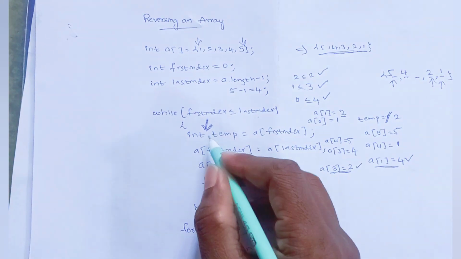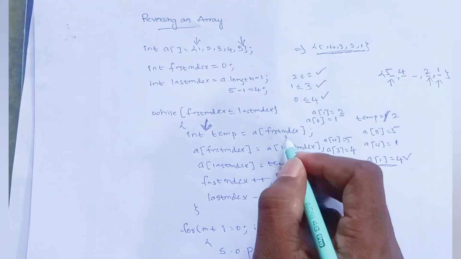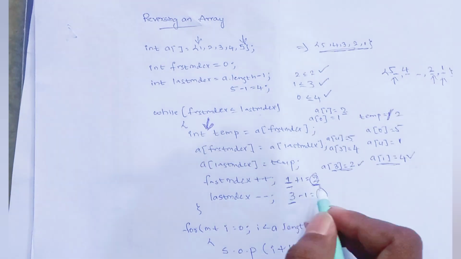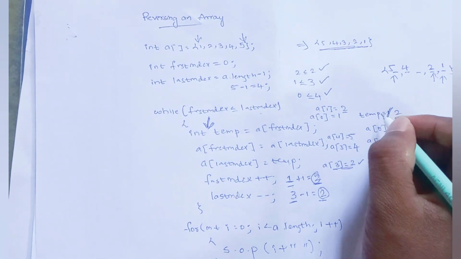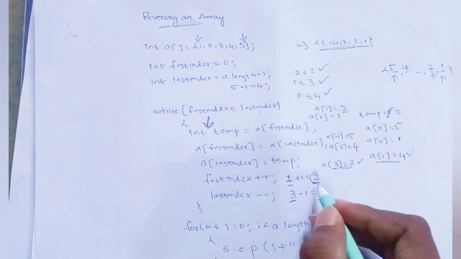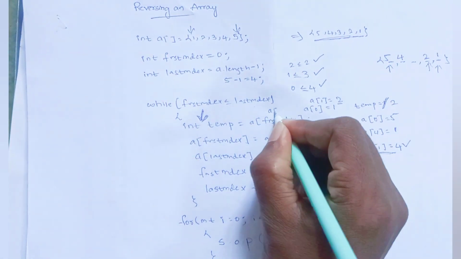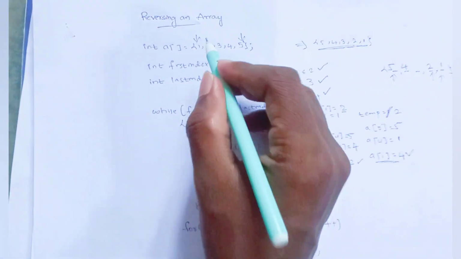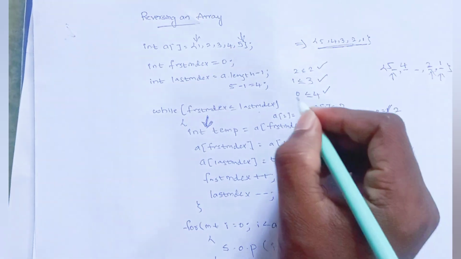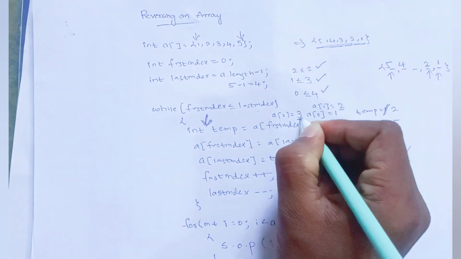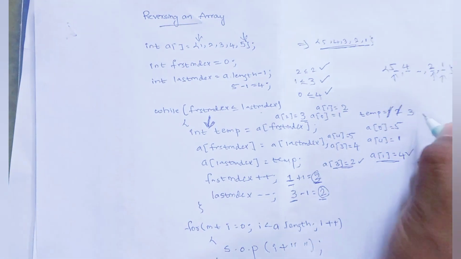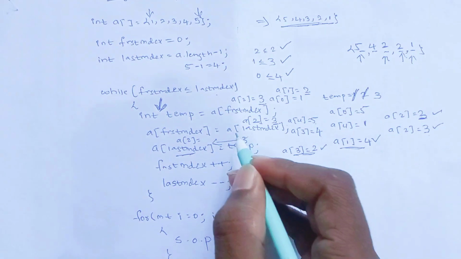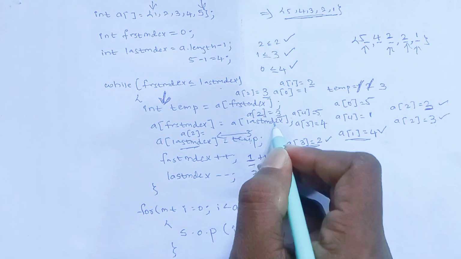Execute these statements. That is, int temp equals A of first index. The first index updated value is 2. So what happens? A of first index, that is A of 2. A of 2 value is, counting 0, 1, 2, 3. Okay, 3 will be stored into the temp. So temp becomes 3.